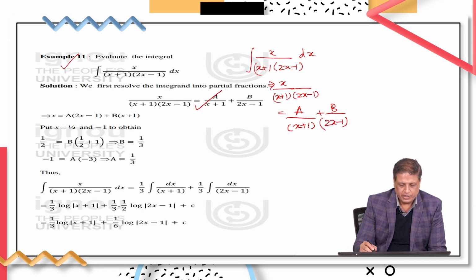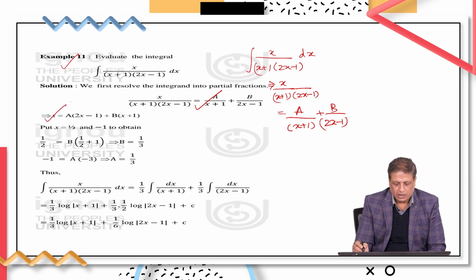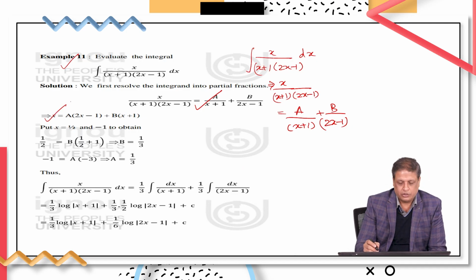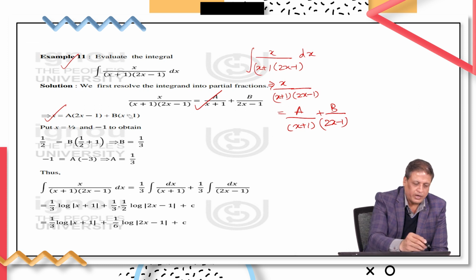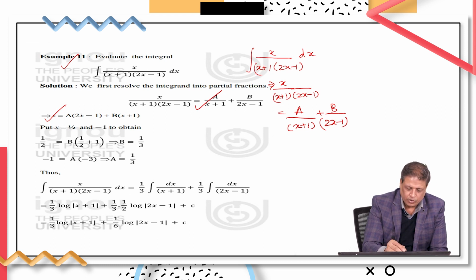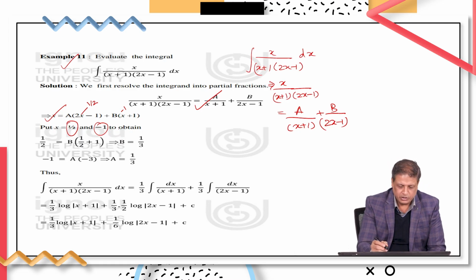Likewise, it is written over here. Now, again adopting the same strategy, we got the expression x is equal to a into 2x minus 1 plus b into x plus 1. And now, for what values of x will this be 0? For the first it should be 1 by 2, which is this value, and if we substitute x equal to minus 1, that is this value, the expression will turn out to be 0 for a and b respectively.